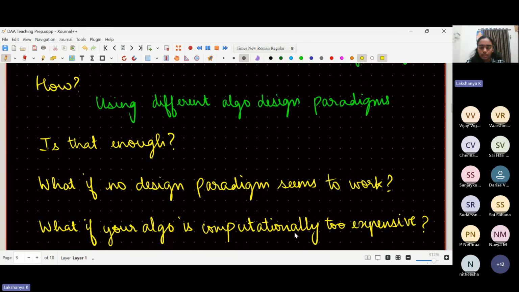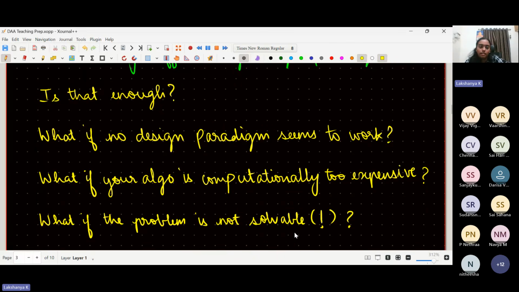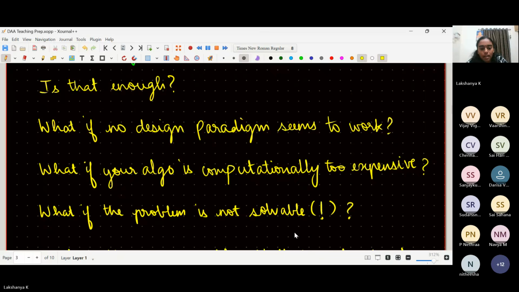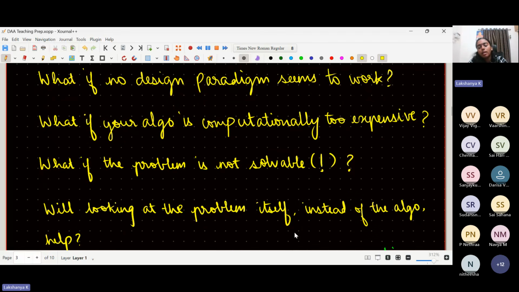What if you use a design paradigm and you come up with an algorithm, but it is computationally too expensive? It's going to take a lot of computation to come up with the solution, to the extent that it's impractical. That might be the case. What if your problem is not solvable at all? And first of all, how do you look at the problem and realize this problem is not solvable versus I am not able to think of the solution to this problem? How do you decide that? That is one question. And in such cases, will it help to play around with the problem itself instead of trying to play around with the solution?